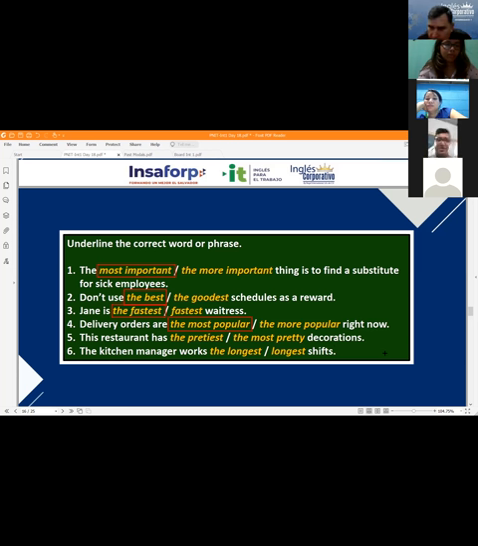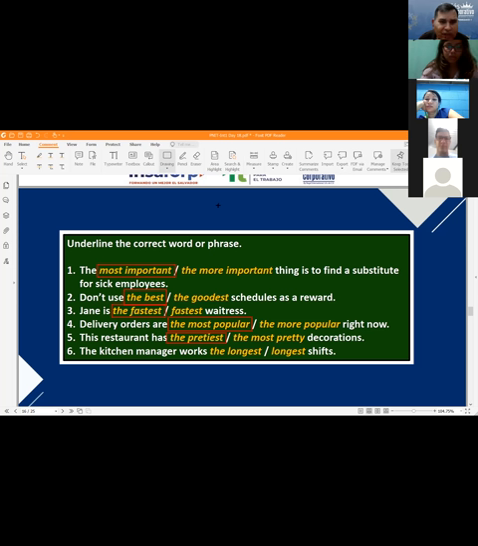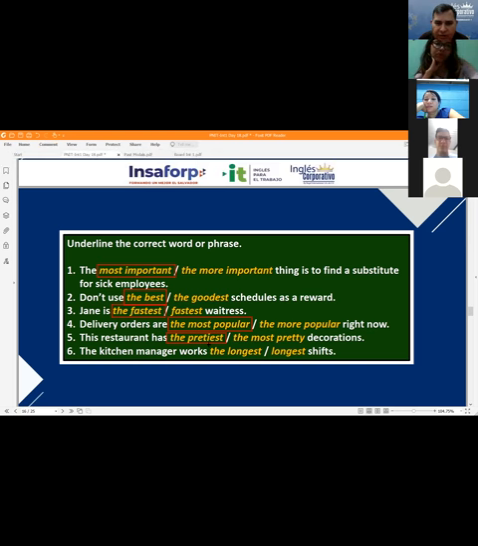Number five. What do we have in number five? This restaurant, what? Teacher, has to be double P. Double T. It is, uh-huh, the prettiest, but it's double T, right? I made a mistake copying. Teacher, you write prettiest with one T? No, with two T's. The thing is that I was hungry and I ate a letter, okay? I'm going to correct it. Kitchen manager works the longest shift, okay?